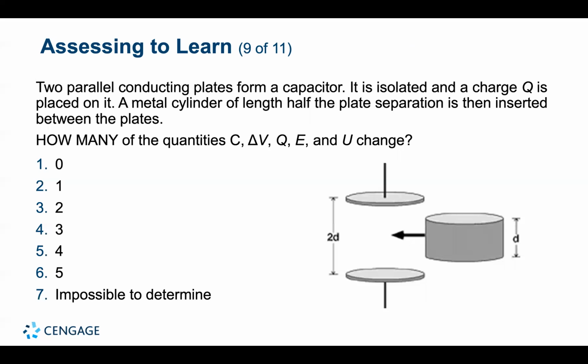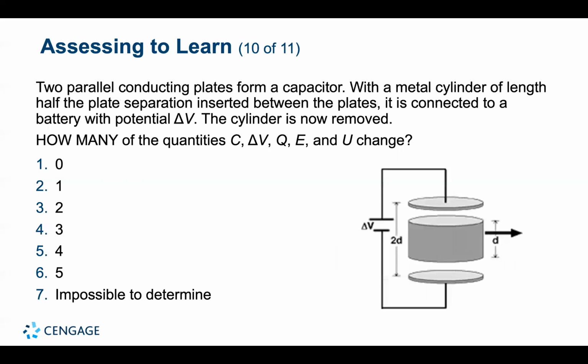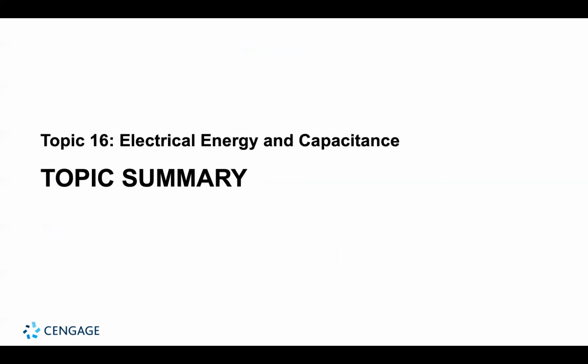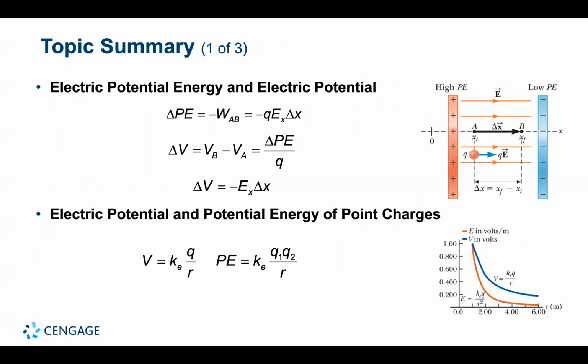For 9, the answer is number 4. For 10, the answer is number 4. And for 11, the answer is delta V decreases, Q stays the same, and U decreases. With that, we're just going to have a couple of summary charts. So we'll spend a little bit more time going over this and then we'll finish.